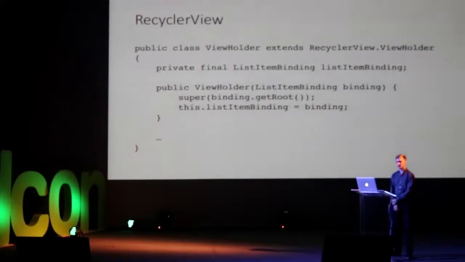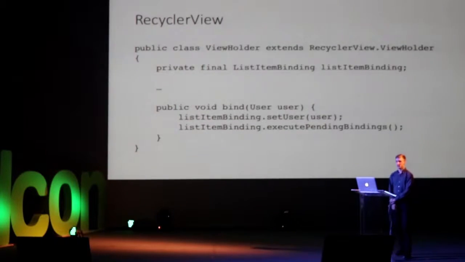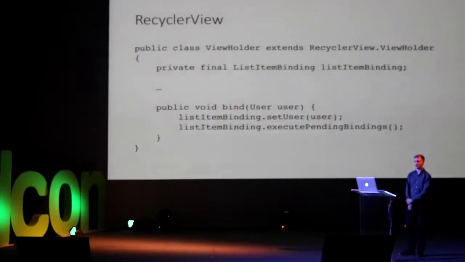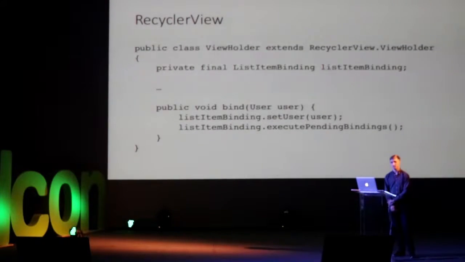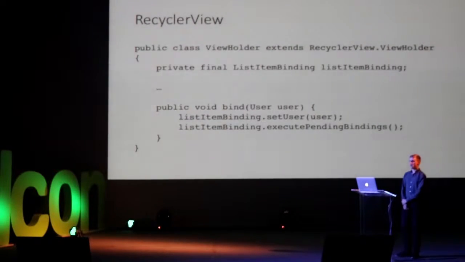When I create a view holder, I pass a reference to that and set that. You still need to call super with a view. But luckily you can get a reference to the view by calling binding.getRoot, so that's convenient. And then usually you would create a bind method where you can pass the object that needs to be bound, and just set that in the list item binding, set user. As soon as you do that, then the values will be updated in the view, right?